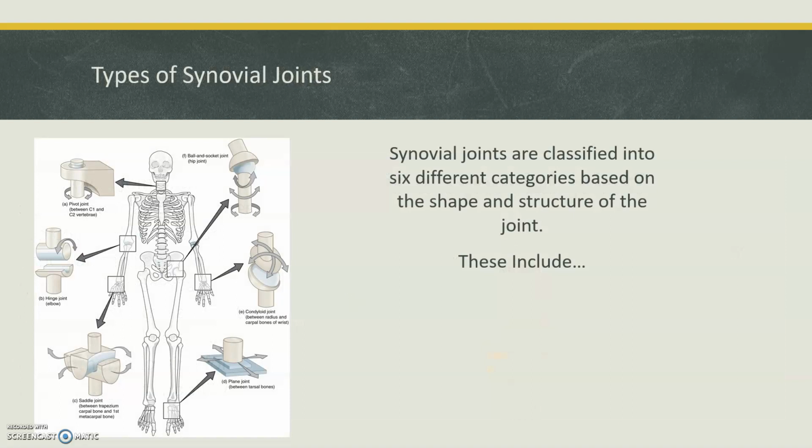There are 6 types of synovial joints. There's the planar joint, the condyloid joint, the pivot joint, the saddle joint, the hinge joint, and last but not least, the ball and socket joint.